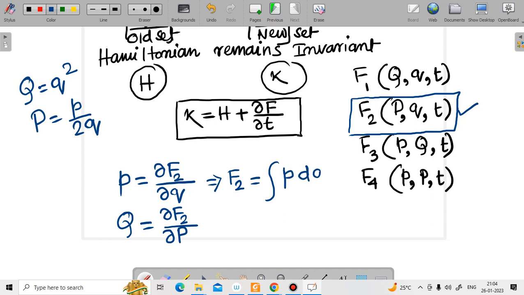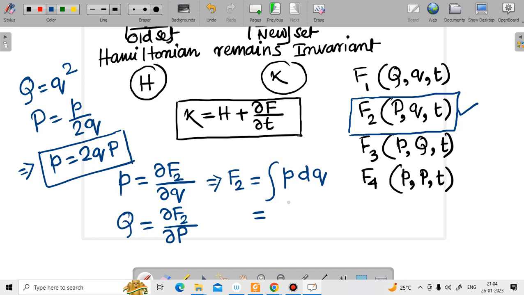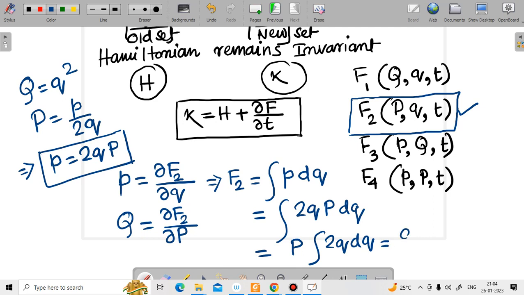From here you can get F2 is equal to integral of small p dq, and small p is, as you can see, 2q capital P. Just substitute these values over here. You get the integral of 2q capital P dq. Since the integration is about dq, capital P comes out, and it will be integral of 2q dq, and from here you can get q square P as your answer.